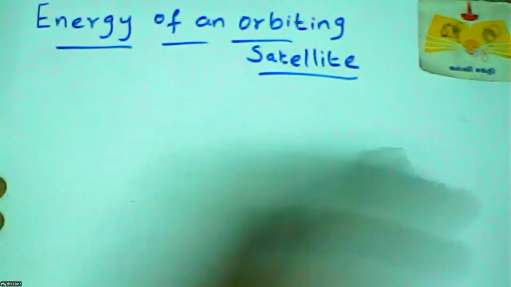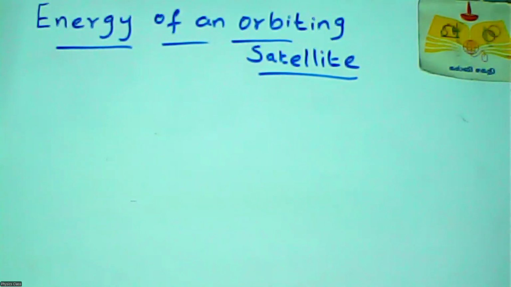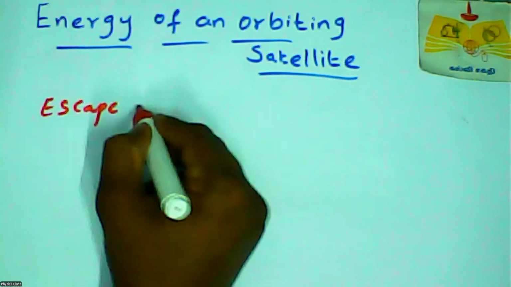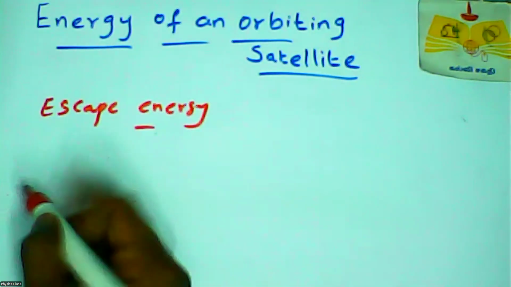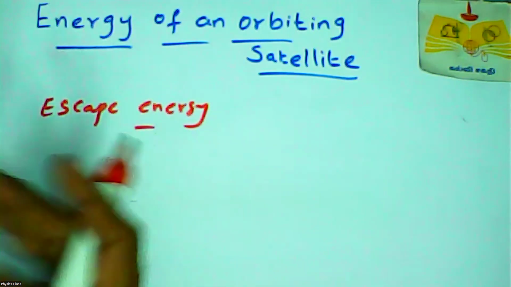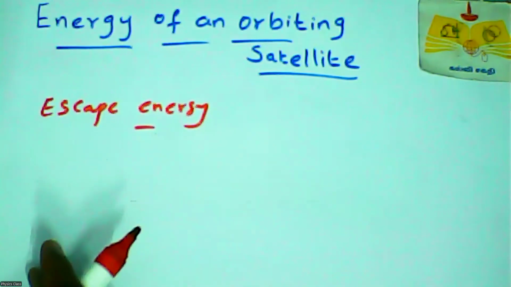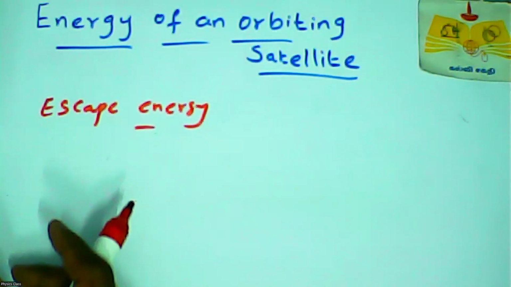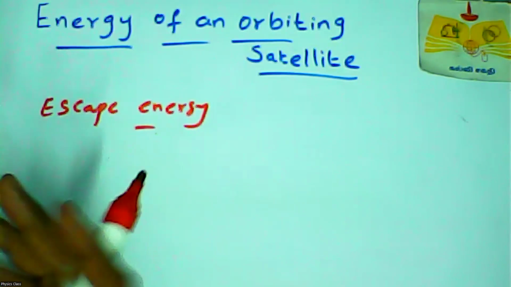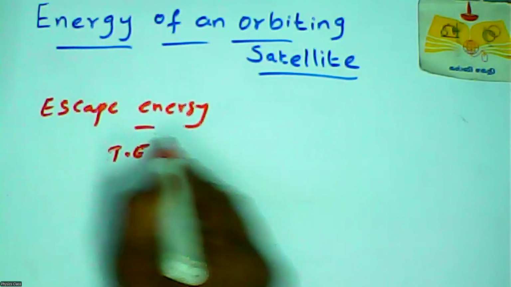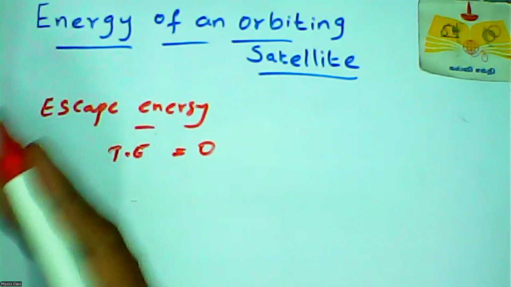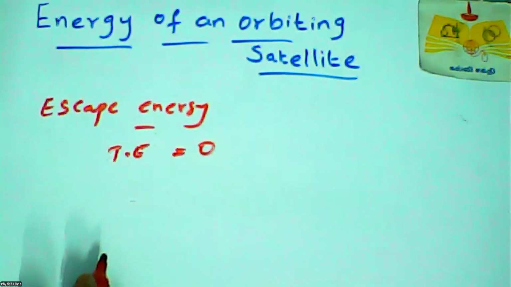Now here is one important term, that is escape energy. Already I told you, the escape energy is the energy required to make the total energy of the satellite zero, allowing it to escape from the Earth's gravity. Okay, clear? So escape energy means the energy required to make the total energy of the satellite zero. Total energy zero means the satellite escapes from the Earth's gravity. Okay.